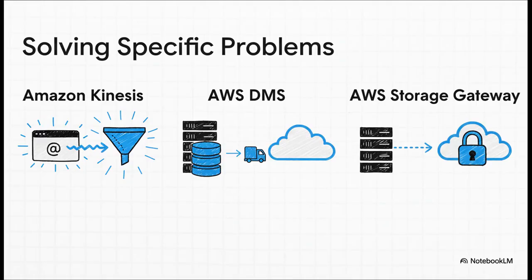Let's put this into practice with a few rapid-fire scenarios. You've got real-time data pouring in from a website's clickstream. What do you use? Amazon Kinesis. You need to migrate your company's entire database to AWS with almost zero downtime. The tool for that? AWS DMS. You just want an easy way to back up your on-prem file server to S3. That's a classic use case for AWS Storage Gateway. See? The right tool for the right job.